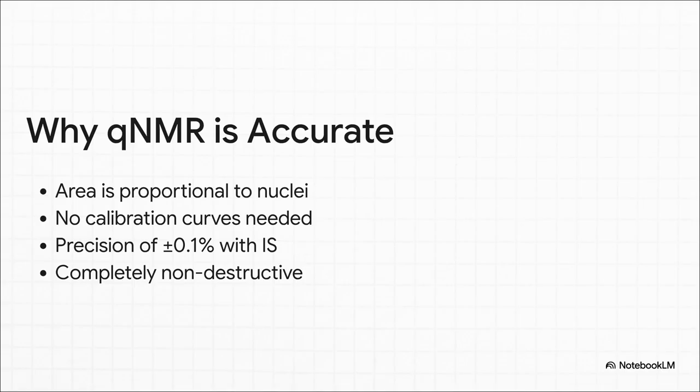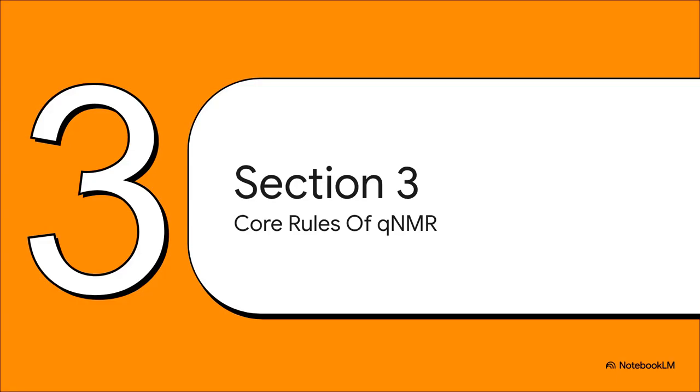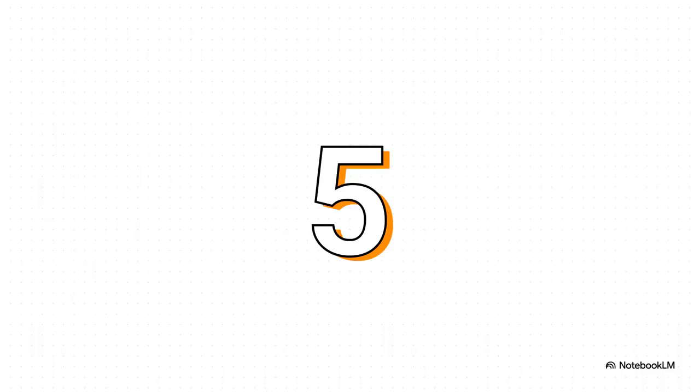You get your precious sample back perfectly intact when you're done. Section 3, core rules of qNMR. Of course, to get this superpower of perfect quantification, you can't cheat the laws of physics. The most absolute rule in qNMR actually comes down to one single digit, the number 5.